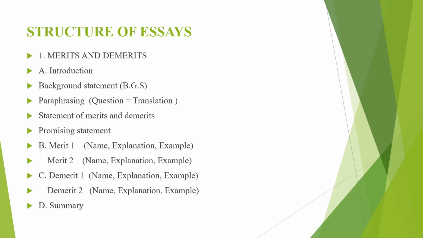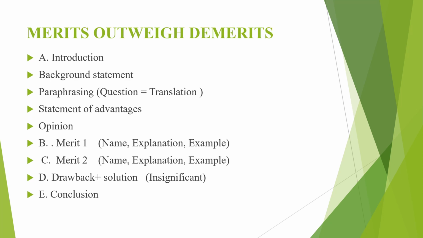The next paragraph should be related to the demerit. So again, you should define that sentence, explain that sentence, and then you should mention the example. For demerit 2, again, the second point, name that point, explain that point, and provide an example related to that demerit as well. And the D section or the last paragraph is related to summary, which we also call the conclusion, but there is a slight differentiation between the summary and conclusion, which we will discuss in detail.